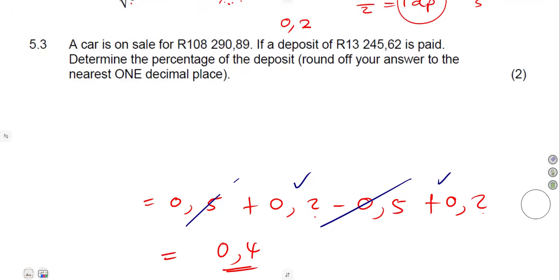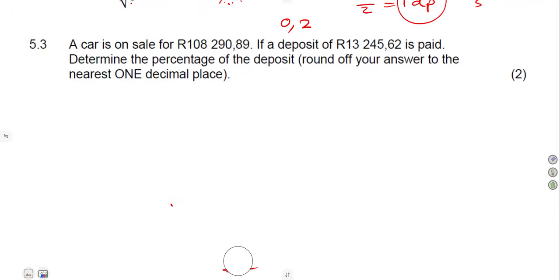On question 5.3, they are now saying a car is on a sale for 108,208.89. The deposit is being paid. Determine the percentage of the deposit. Round off your answer to the nearest 1 decimal place. All right. They want us to determine the percentage deposit. So percentage, we do understand this one.